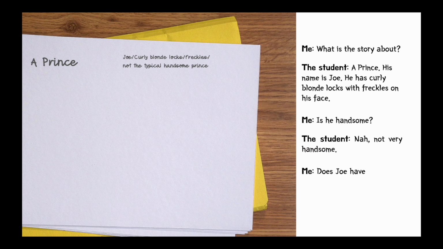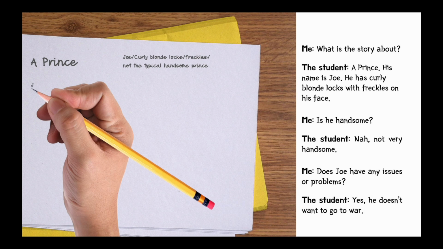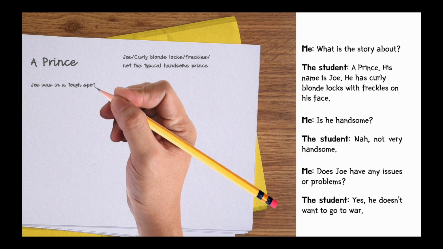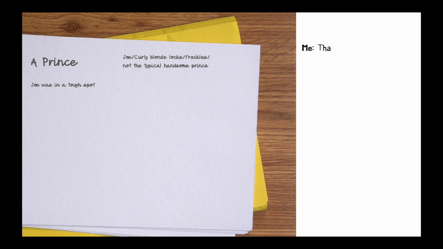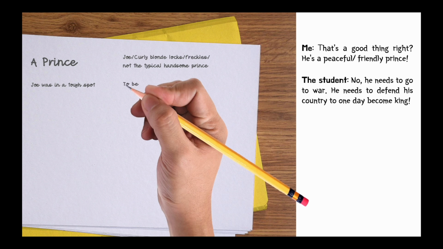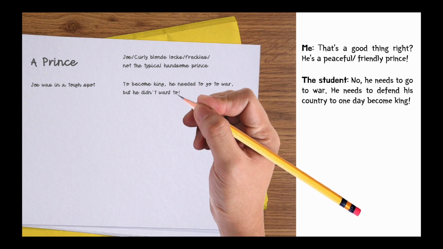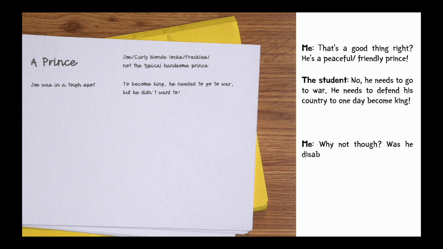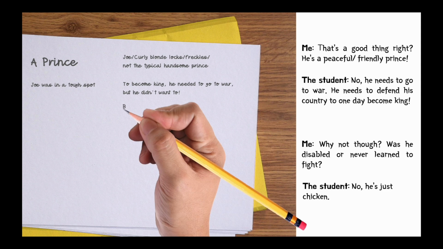So then I asked her if Joe has any issues or problems. She said, yes, he doesn't want to go to war. So I said, that's a good thing, right? It means he's a peaceful, friendly prince. She said, no, he needs to go to war. He needs to defend his country to one day become king. So why not though? Is he disabled or never learned to fight? I asked. No, he's just chicken, giggled the girl.